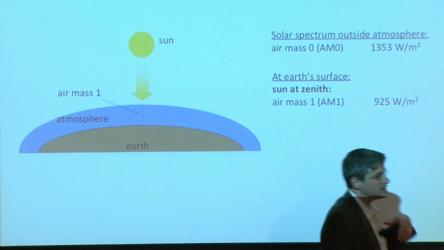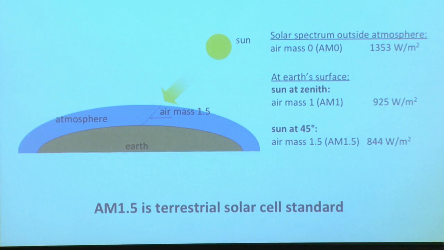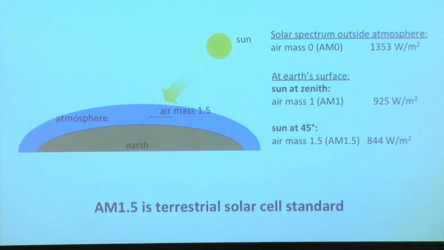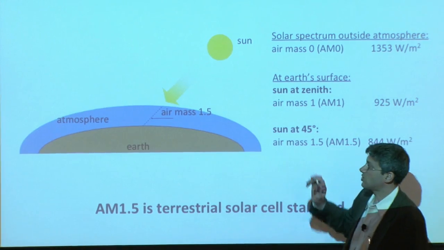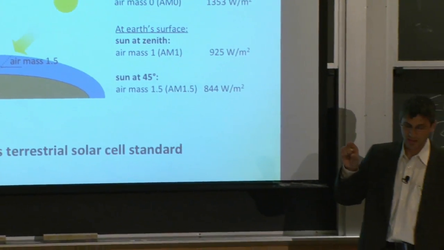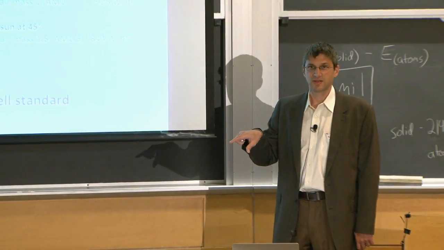And then what we tend to do, usually when we talk about solar PV, is we say, well, that's actually not what you really get. What you really get on average is something like the sun coming through at an angle. Now, why is that important? So this is the standard solar PV spectrum that you use. It's called AM 1.5, air mass. So you take the air mass into account, and it's 1.5 because it's at 45 degrees.